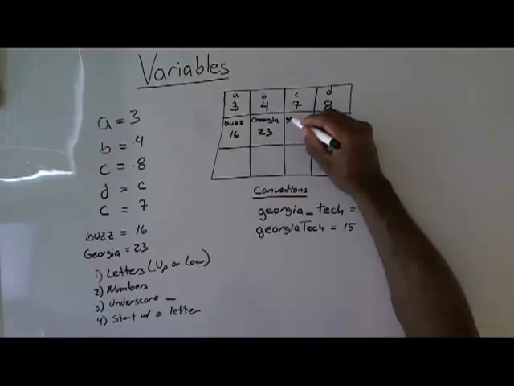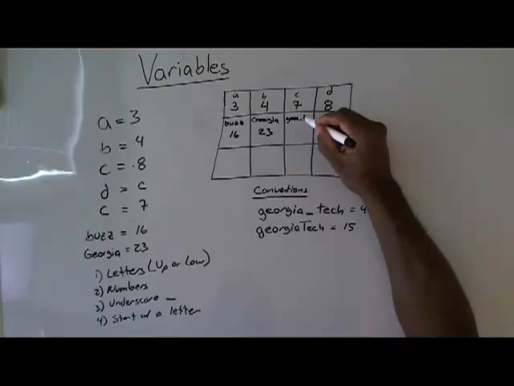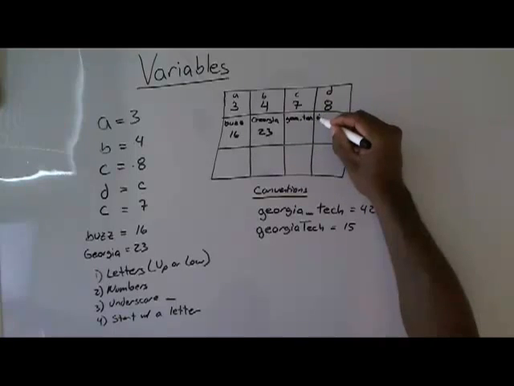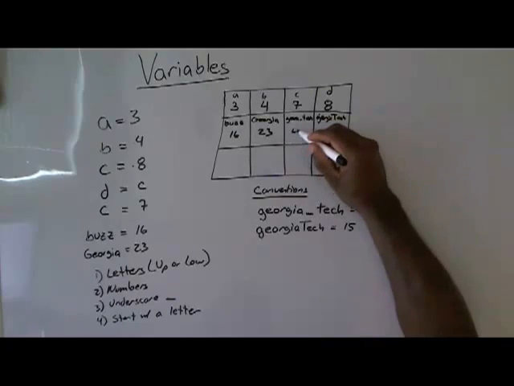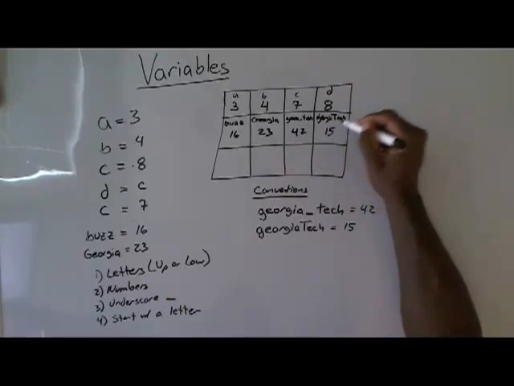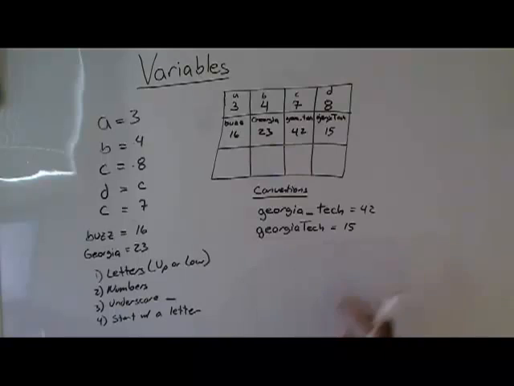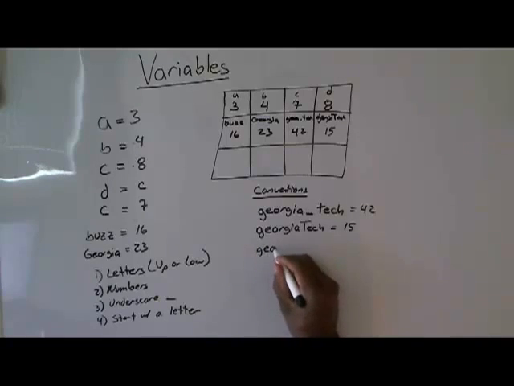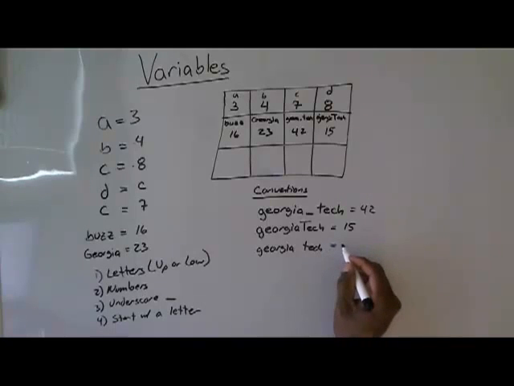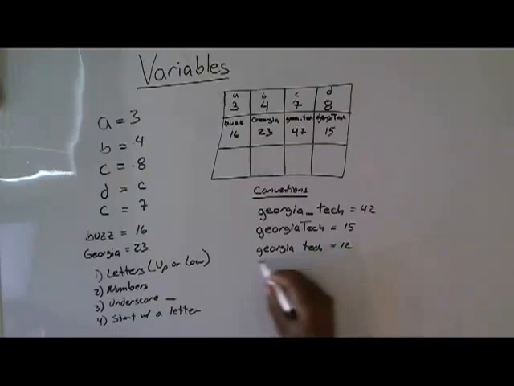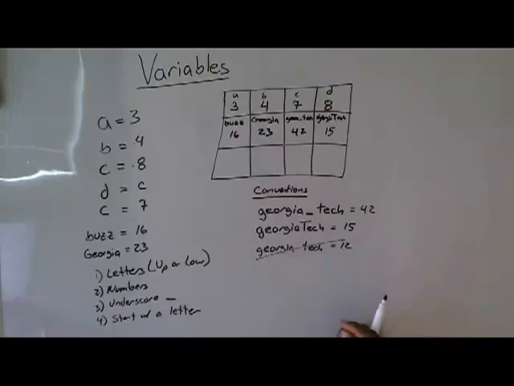So I could do Georgia underscore Tech gets 42, and Georgia capital Tech gets 15, and that would create a variable. Let's see if I can fit it in here. Georgia underscore Tech and then the other one is Georgia capital Tech, and then this one would get 42, and this one would get 15. So those are perfectly valid as well. You cannot have a space in a variable name, so you could not do Georgia space Tech. The computer would try to recognize these as two separate variable names. So that's a no-go.